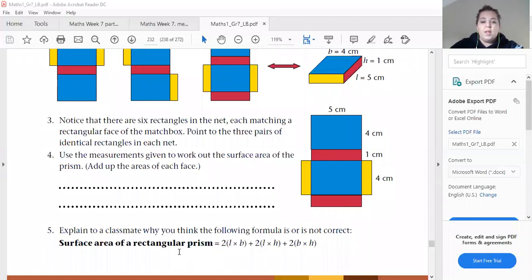Centimeters squared. Then you're going to add all those areas up together. But before you do that, you need to see how many of each. You've got 2 of the blue, so 2 times 20 is 40. Then you've got 2 fives, so 5 times 2 is 10. And then you've got 4 and 4.